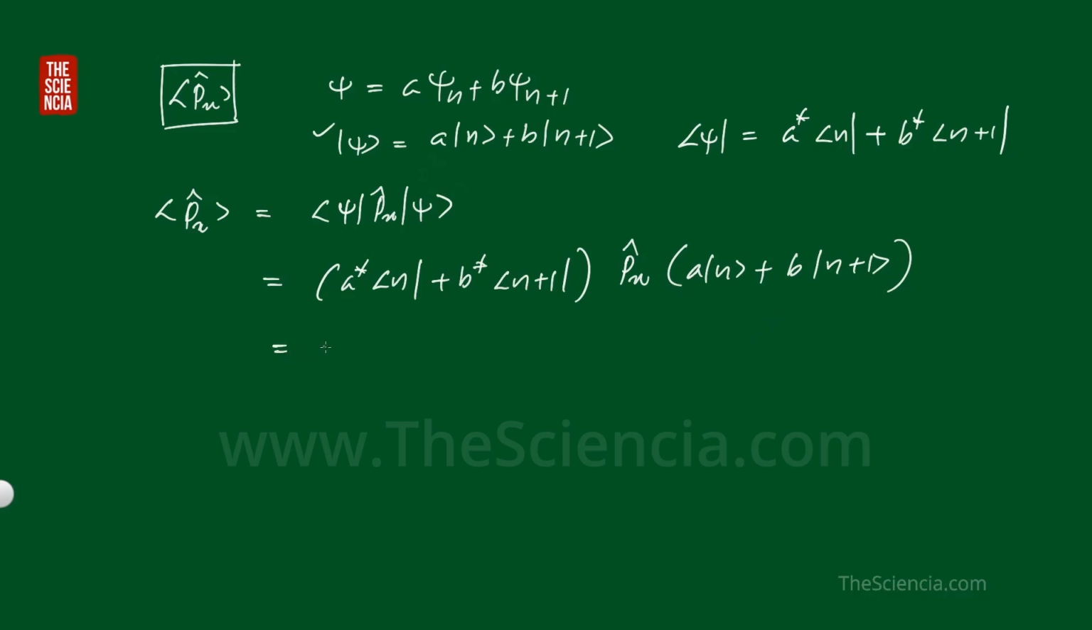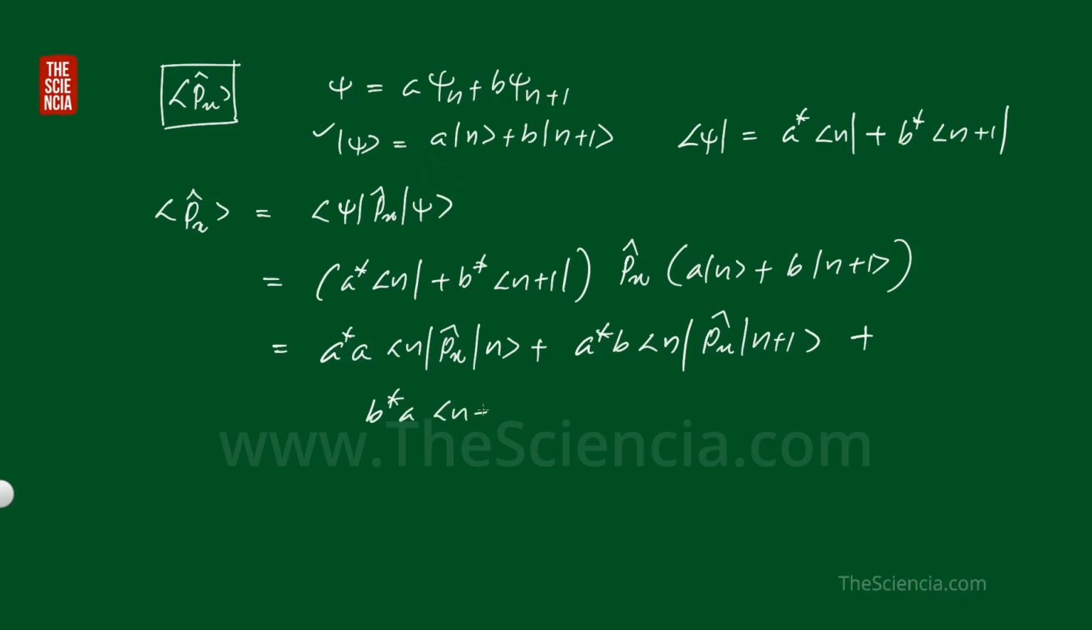So we will get this is equal to a star a bra n Px cap ket n, plus a star b bra n Px cap ket n plus 1, plus b star a bra n plus 1 Px cap ket n, plus b star b bra n plus 1 Px cap ket n plus 1.